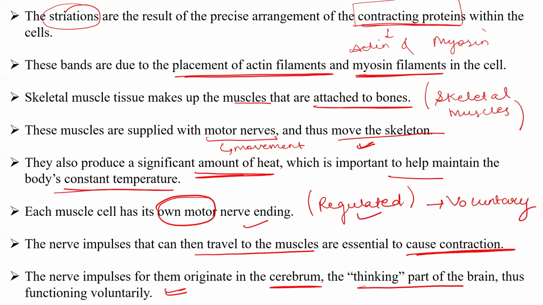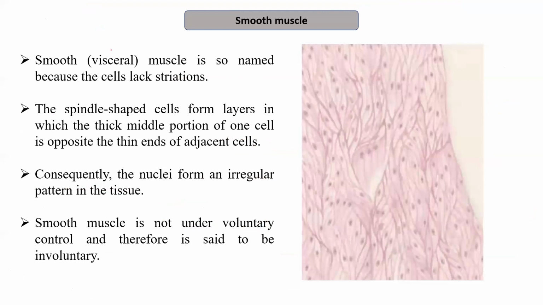This is the smooth muscle. So smooth muscles are also known as the visceral muscles. Why are they called smooth muscles? Because they lack the striations. You can see here there is no striped-like pattern. So no stripes are present. Therefore it lacks striations and it is called smooth muscle.